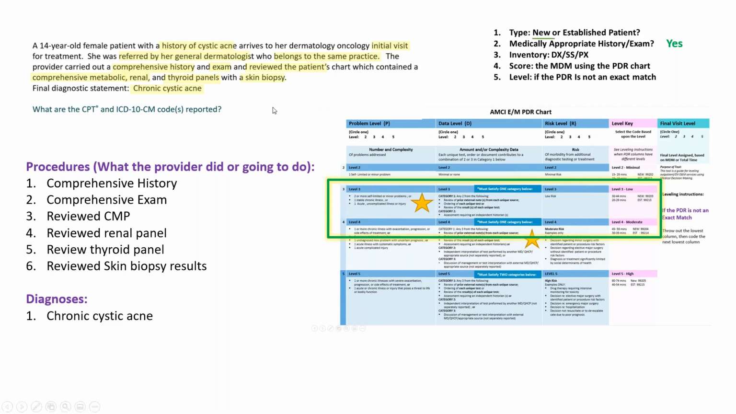99203. And you guys rocked it. Rocked it, rocked it, rocked it. Outstanding.